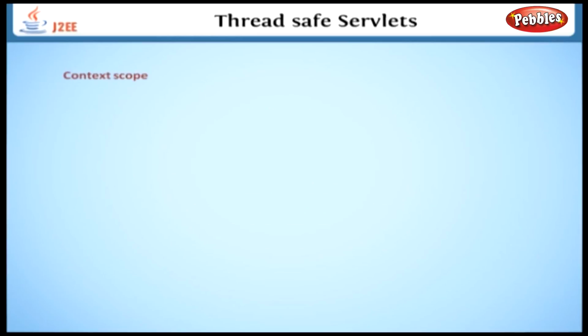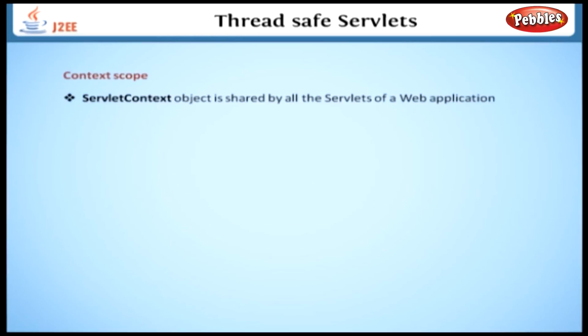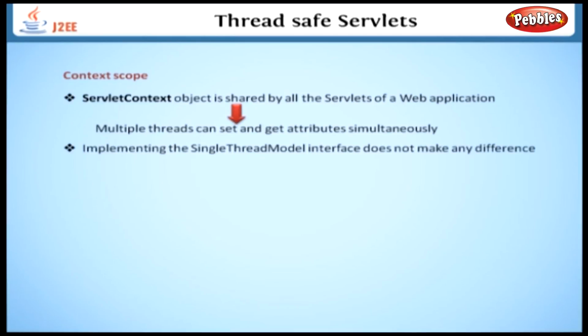Context scope. The servlet context object is shared by all the servlets of a web application, so multiple threads can get and set attributes simultaneously from this object. Here also, implementing the SingleThreadModel interface does not make any difference, so the context attributes are not thread safe.